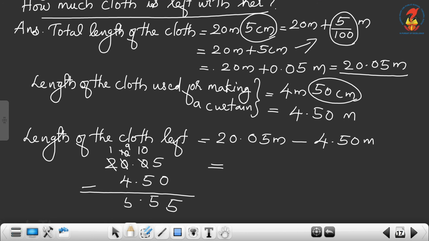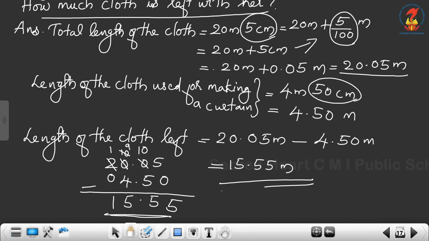9 minus 4, 5. Then here no digit in the tens place, so we can put a 0. Therefore 1 minus 0, which is equal to 1. So the answer is 15.55 meters. So the length of the cloth left is equal to 15.55 meters.